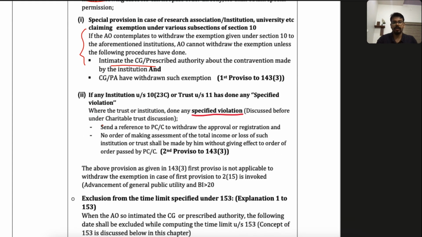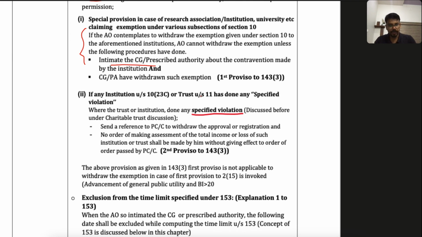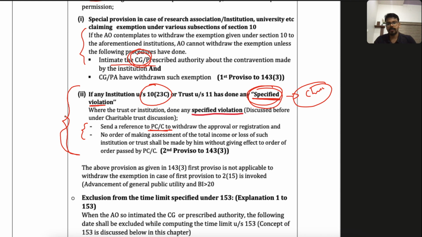But what they have now inserted is that in case of section 11, that means a charitable trust, or any institution under 10(23C), if they have made any specified violation, for this definition you have to refer to the charitable trust chapter, where we have discussed the specified violation. If the charitable trust has done the specified violation, then also the assessing officer shall follow this procedure. Then only they can withdraw the exemption. They have to refer the case to the principal commissioner or commissioner, who then withdraws the exemption. Then only the assessing officer can pass the order. So this is the one new thing they have brought in: specified violation by the charitable trust.